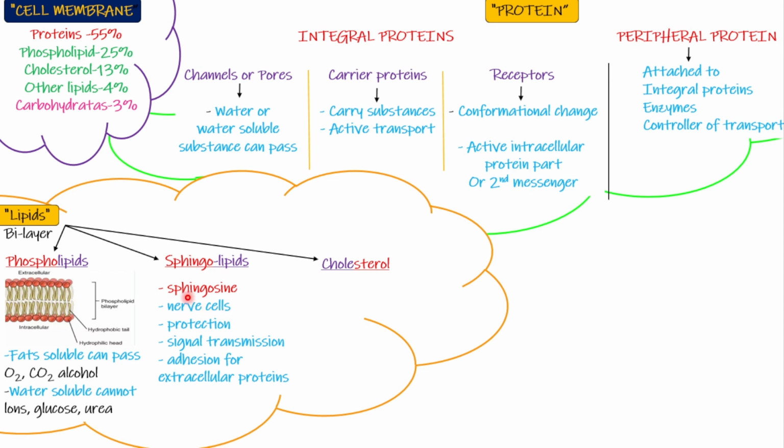So what is the function of sphingolipids? Sphingolipids have three functions. Number one is protection. The second one is signal transmission, as they are present in the nerve cells. And the third one is adhesion for the extracellular proteins. So extracellular proteins are attached to these sphingolipids. These are the functions of sphingolipids made from sphingosine.